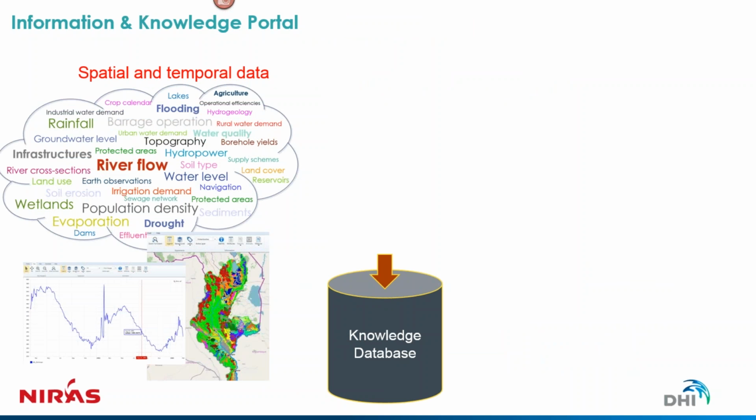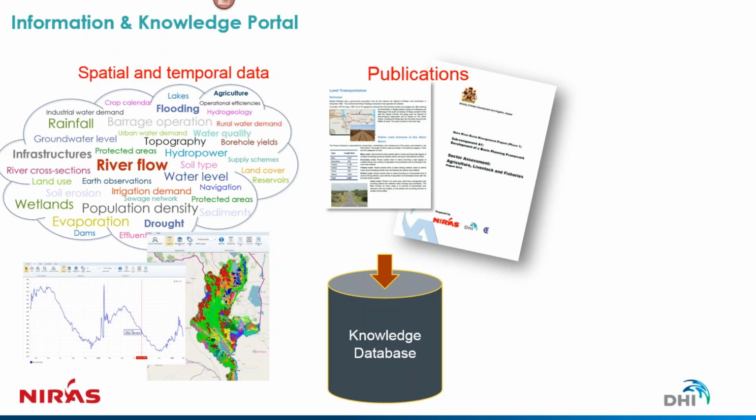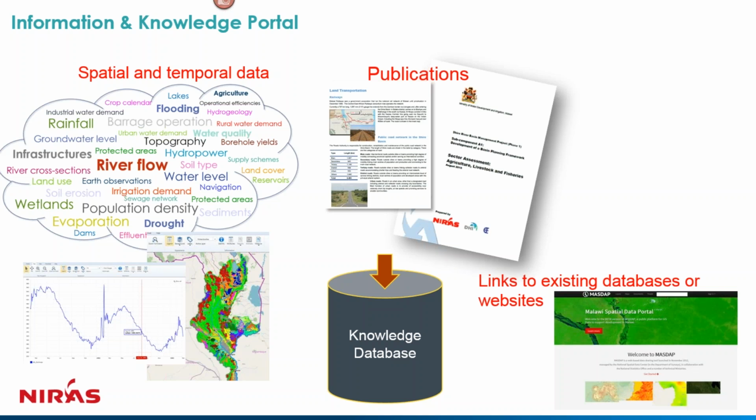The information and knowledge portal includes all sorts of spatial and temporal data that has been used in the planning process. That can be many different types of data, both records, but also different types of characteristics. It also contains publications that have been produced during the assignment. It makes links to other existing databases and websites.